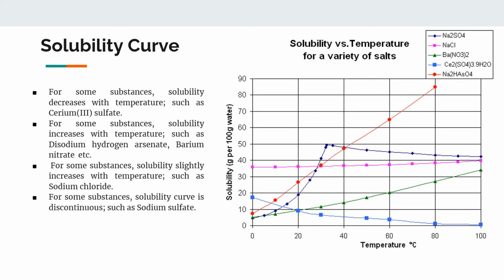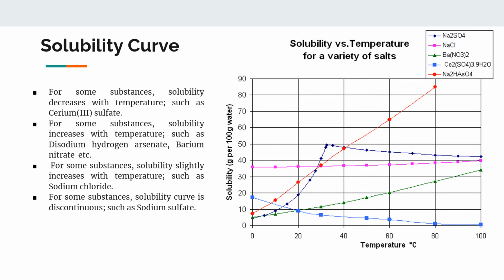Here a curve of solubility has been shown, where you can see on the right side there is a chart where solubility versus temperature for a variety of salts has been displayed. On the x-axis we have temperature, which is in degrees Celsius, and on the y-axis we have solubility, which is gram per 100 gram water. And they have shown it for 5 different compounds.